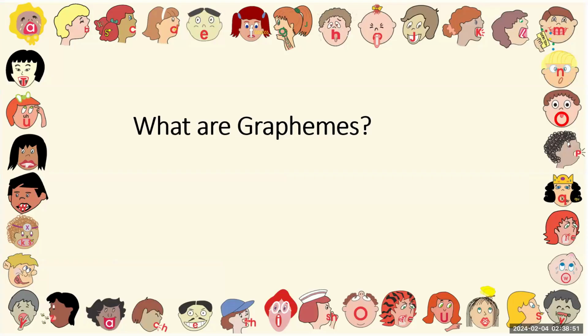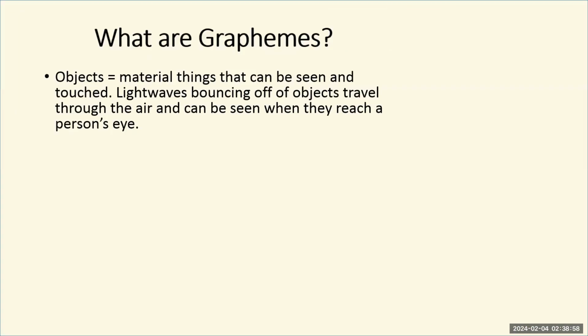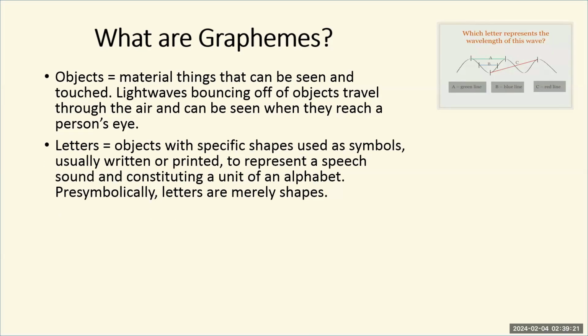So what are graphemes? Objects are material things that can be seen and touched. Light waves bouncing off of objects travel through the air and can be seen when they reach a person's eye. So whether we are talking about auditory signals or light signals, they both travel in wave patterns. Letters are the objects with specific shapes used as symbols, usually written or printed, to represent the speech sound and constituting a unit of the alphabet.